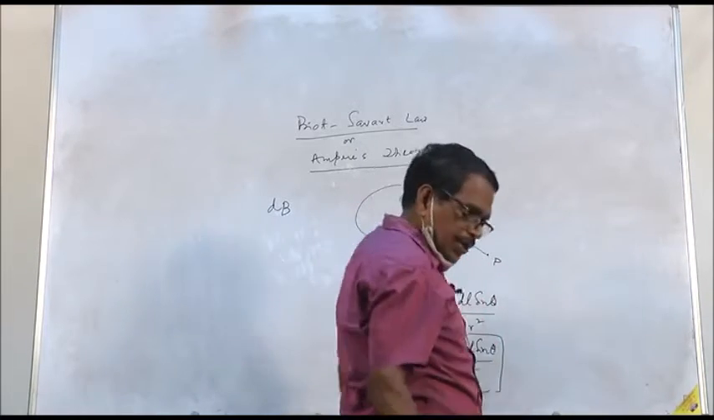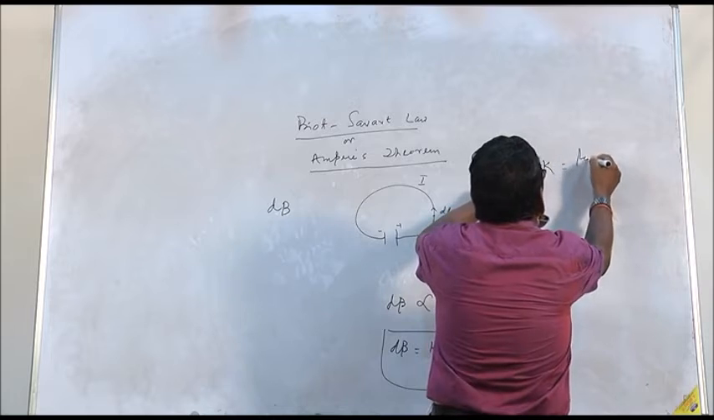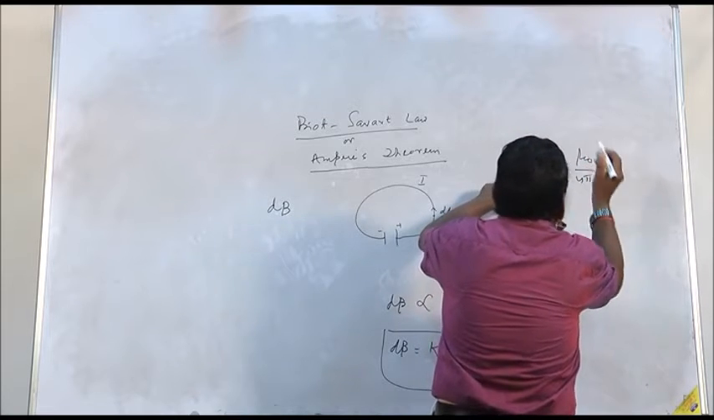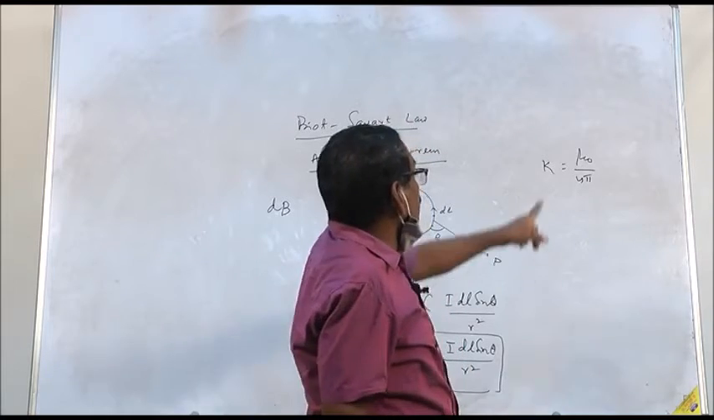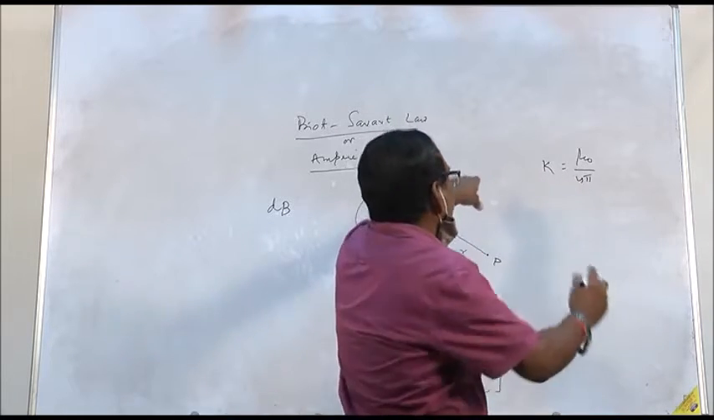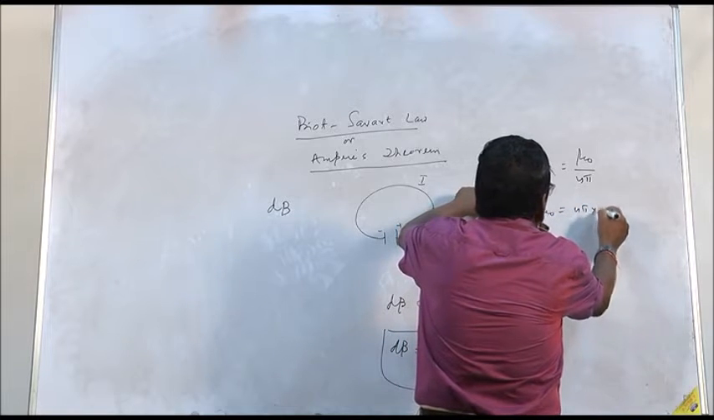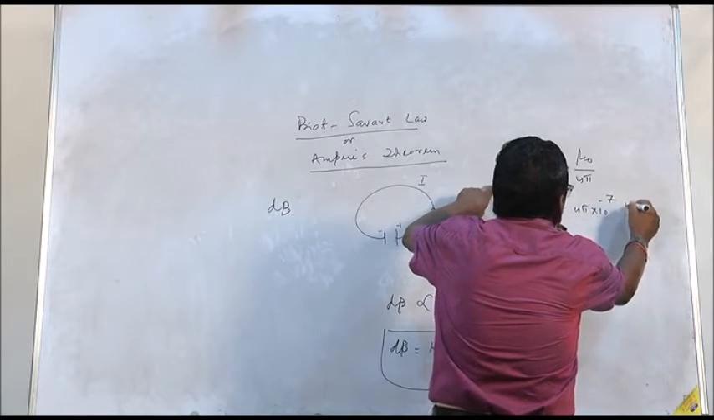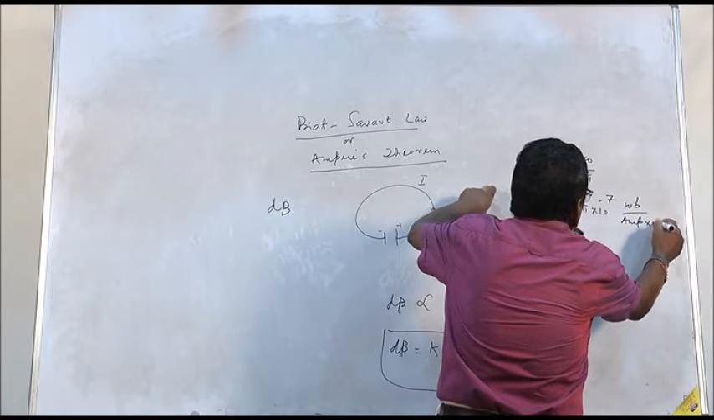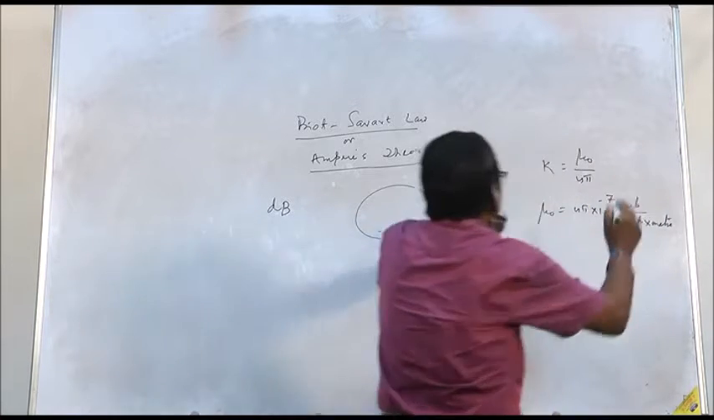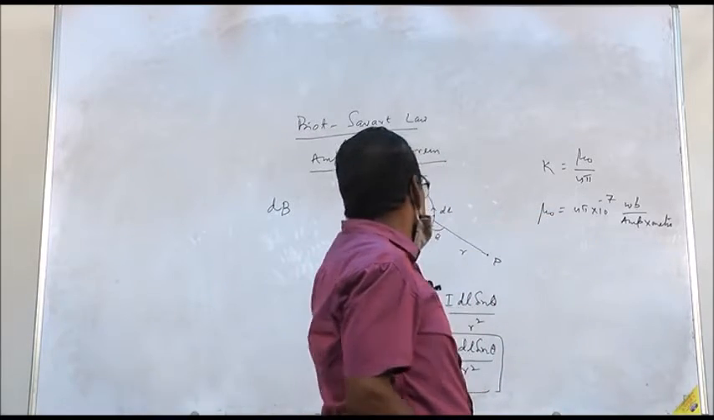So, the value of k is what? k is equal to mu 0 by 4 pi. I have already told you what is mu 0 in the magnetism chapter. Mu 0 is the permeability of free space. Value of mu 0 is equal to what? 4 pi into 10 to the power minus 7 Weber by ampere meter. You have to mention this in the examination. k is equal to mu 0 by 4 pi. Mu 0 is 4 pi into 10 to the minus 7 Weber by ampere meter.